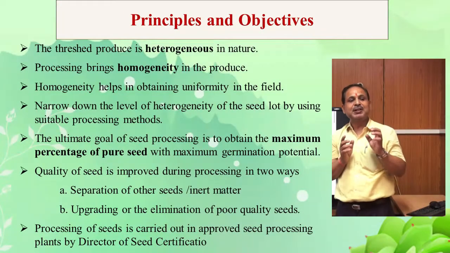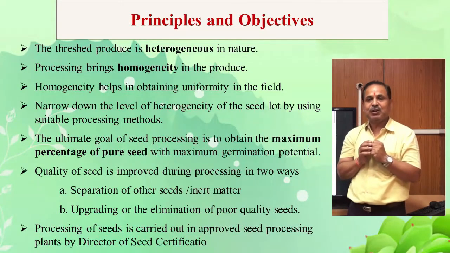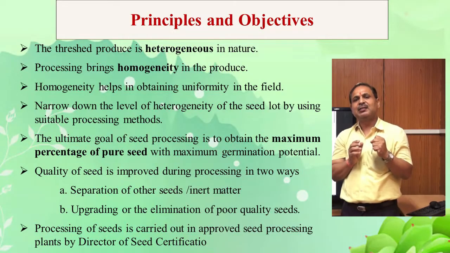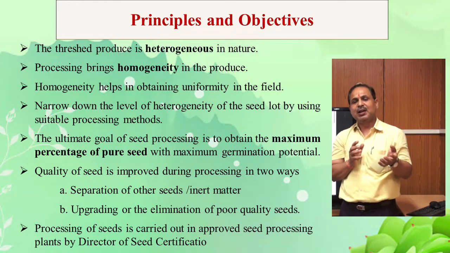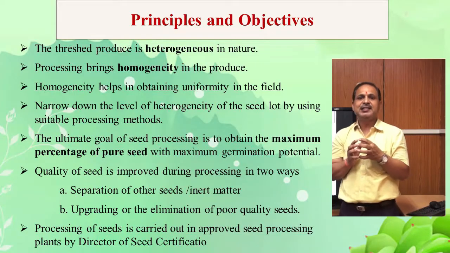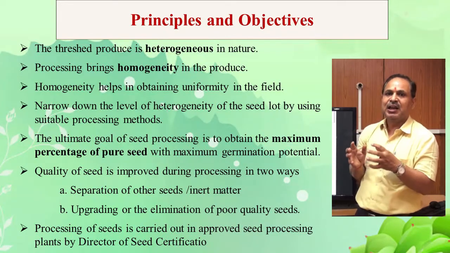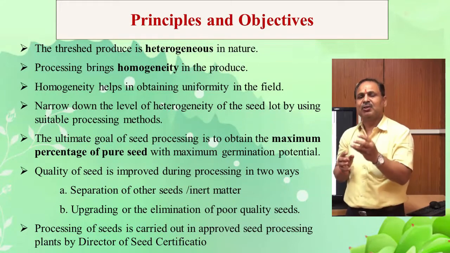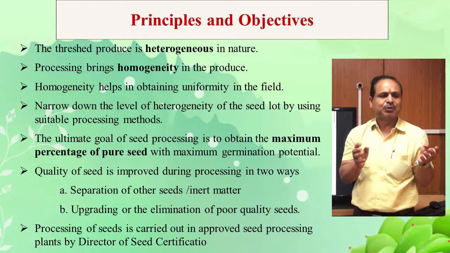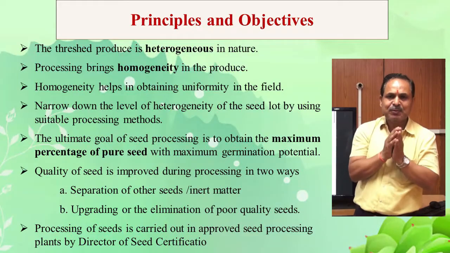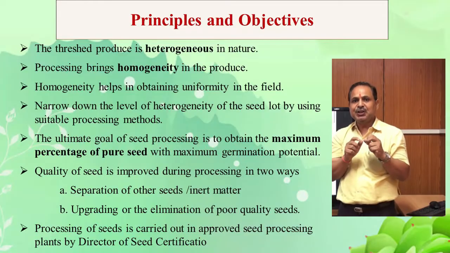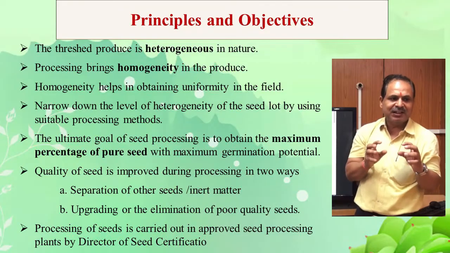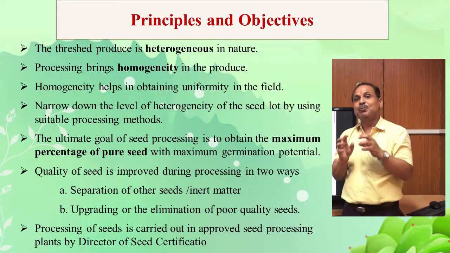If we talk about the principles and objective of seed processing, we know that the threshed produce, as I told earlier, is generally heterogeneous in nature. It means it has many components like inert matter, other crop seeds, weed seeds, and so on. The purpose of the principles of seed processing is to make the produce homogeneous. That helps in obtaining uniformity in the field.